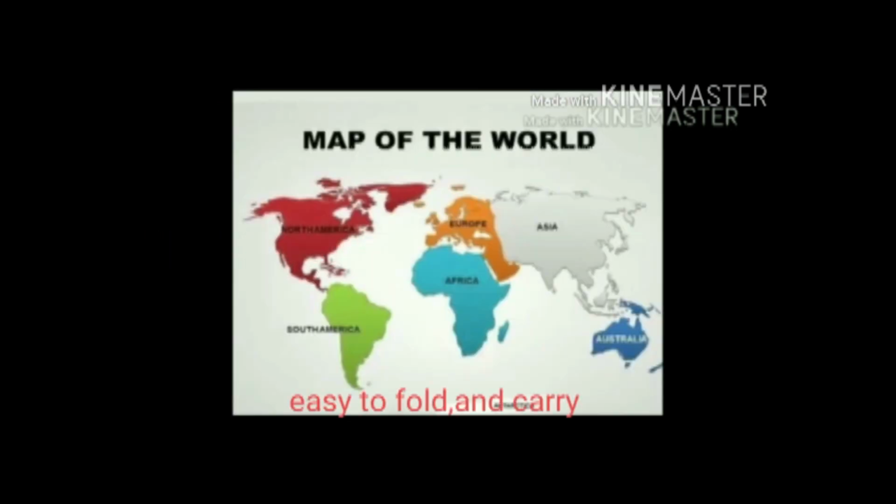However, maps are a representation on a piece of paper and don't spin. Globes are made of hard materials and cannot be folded, making them difficult to carry around. However, you can easily fold and carry maps along with you.